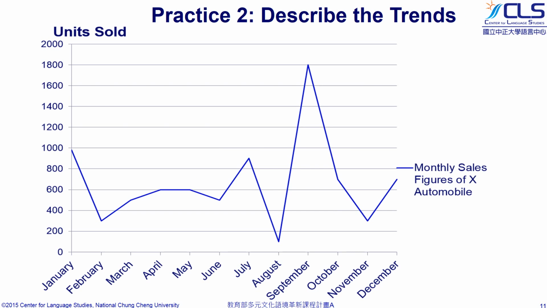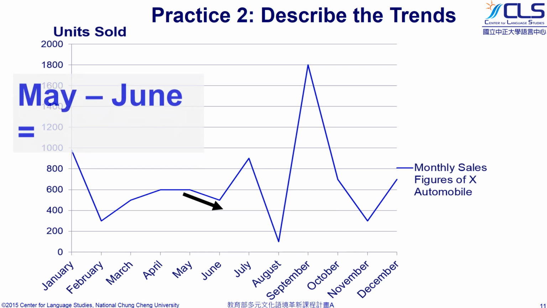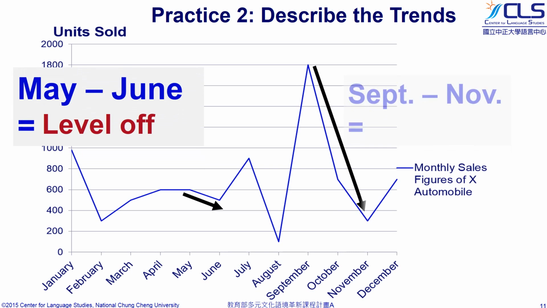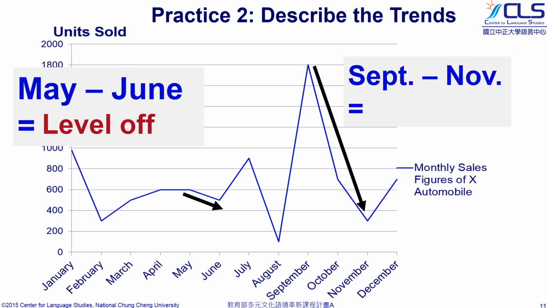Let's look at practice 2. How would you describe the trend between May and June? The sales level off between May and June. How would you describe the trend from September to November? There was a steep fall in sales from September to November.